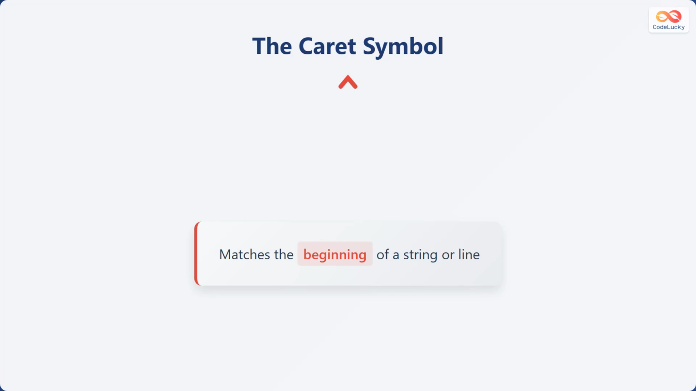The caret symbol is used to match the beginning of a string or a line. When you place a caret at the start of a regular expression, it means that the pattern must start right at the beginning of the string being tested.